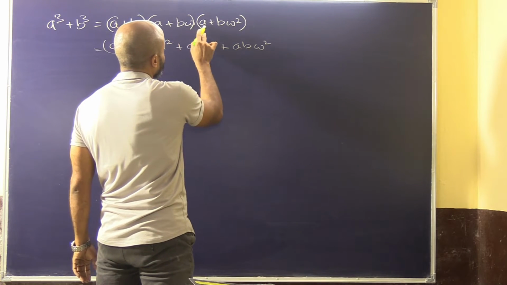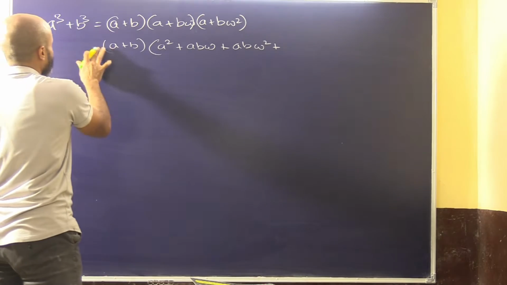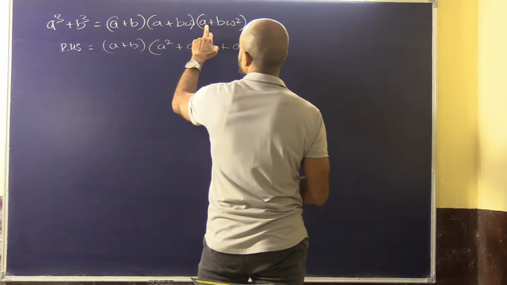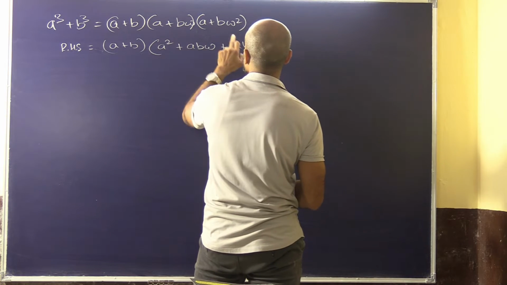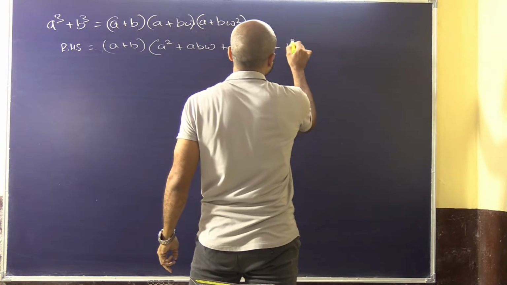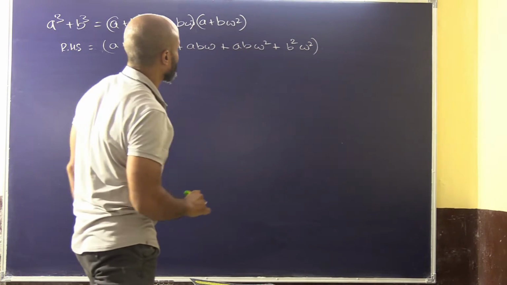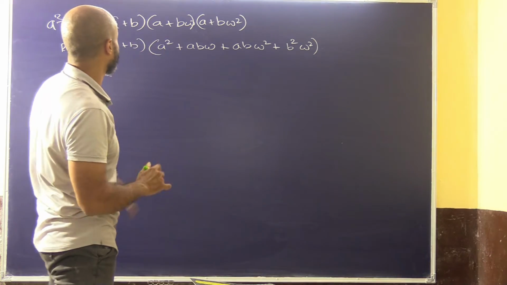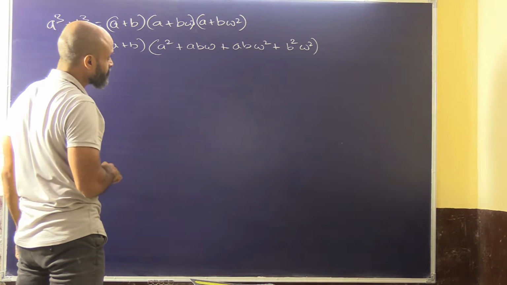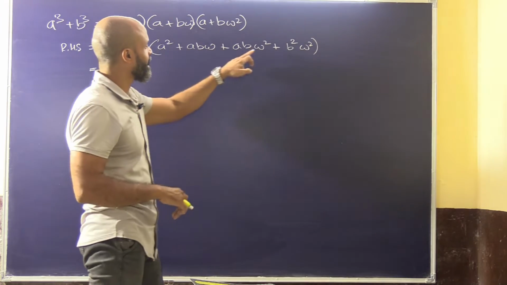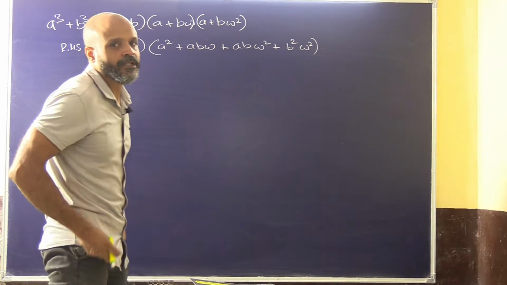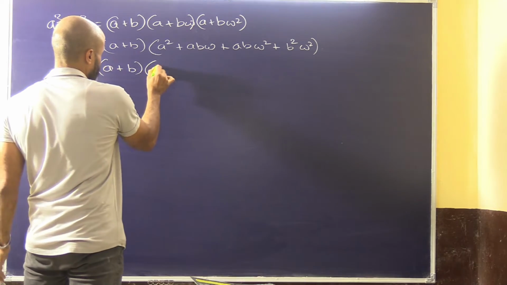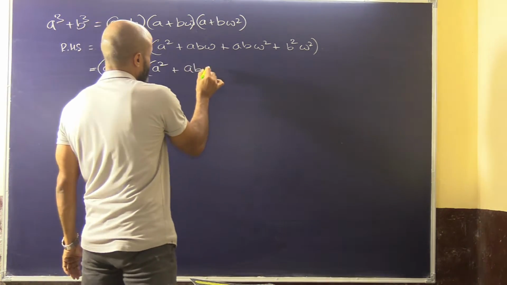a b omega square plus, if I just take the RHS part, this will be a square, a into a, then we will have ab omega, then ab omega square plus b square omega square. Okay, so in this case, if you look into this entire thing, let's get into this. So we know that omega and omega square are conjugates of each other. We know that omega plus omega square, so we can write this as a plus omega, a square plus ab omega.